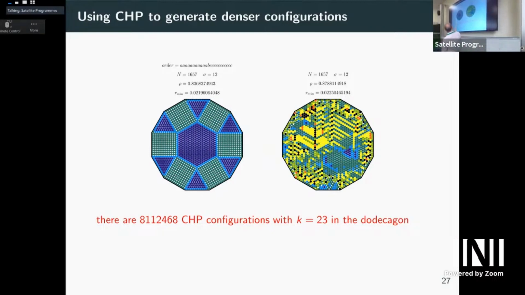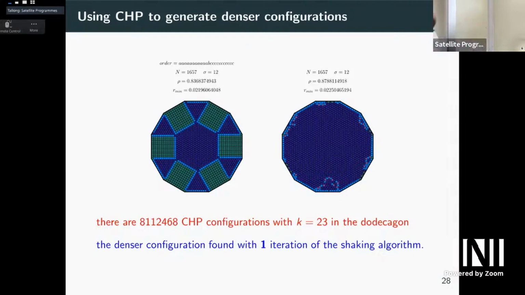Actually, for this kind of case, there are, how many? More than 8 million possible CHP. So this is just one of those. I suppose they perform more or less the same.